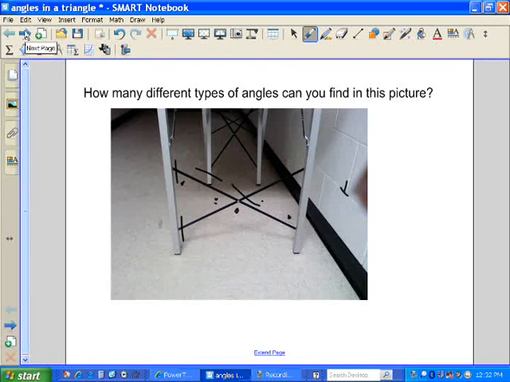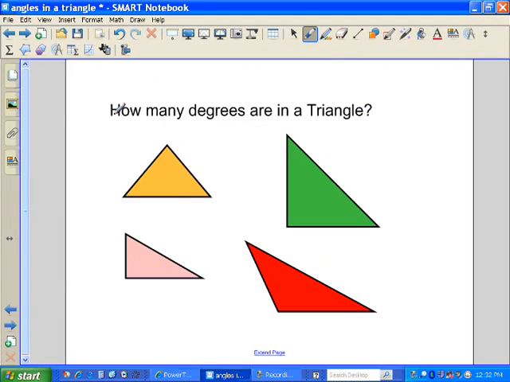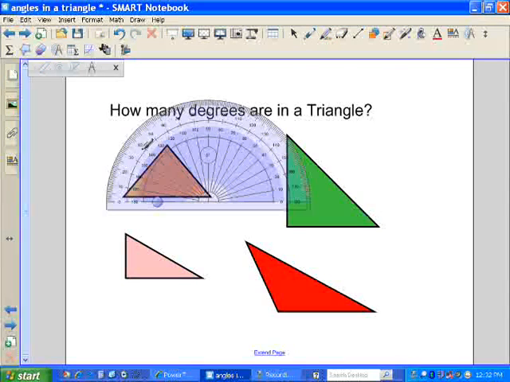That's kind of what you want to be looking at as you work on the project for this little section over the next couple of days. Today's real topic is how many degrees are in a triangle. That's the first piece, and so you probably already know the answer, don't you? There you go. There it is.